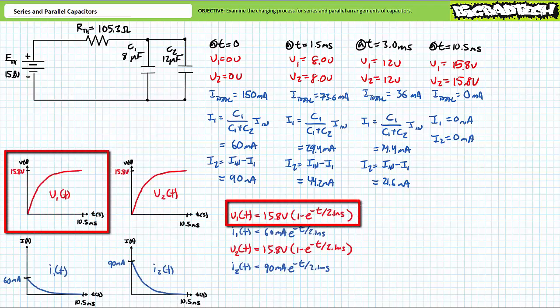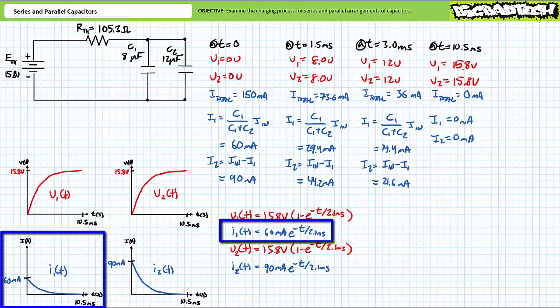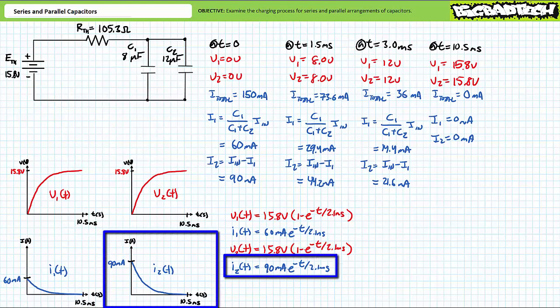For this parallel combination of unequal capacitors, you can express voltage across C1 as V1 of t equals 15.8 volts times 1 minus e to the negative t over 2.1 milliseconds. Voltage across C2 is V2 of t equals 15.8 volts times 1 minus e to the negative t over 2.1 milliseconds. Current through C1 is I1 of t equals 60 milliamperes times e to the negative t over 2.1 milliseconds, and current through C2 is I2 of t equals 90 milliamperes times e to the negative t over 2.1 milliseconds.